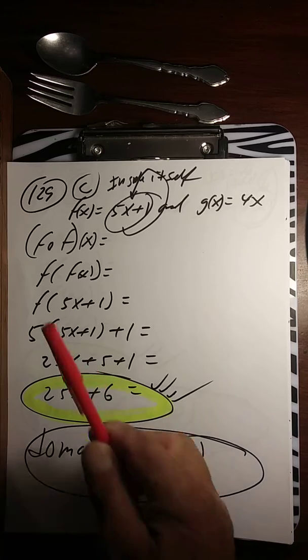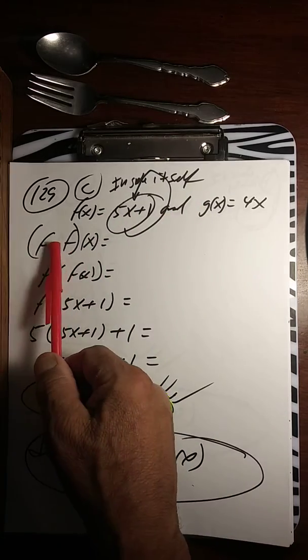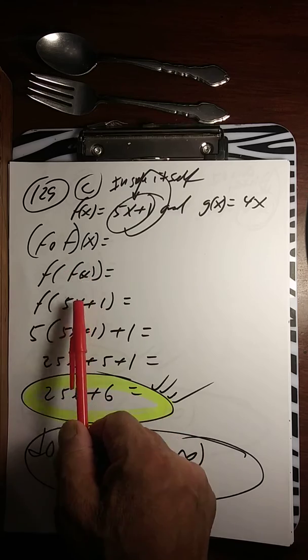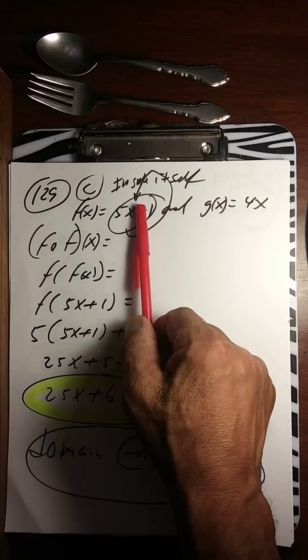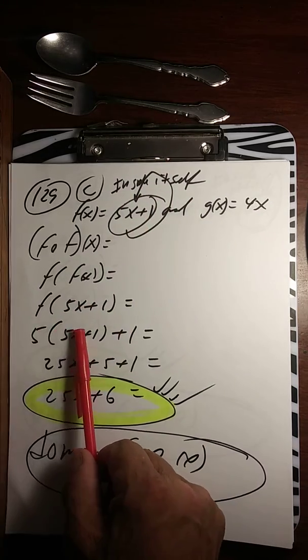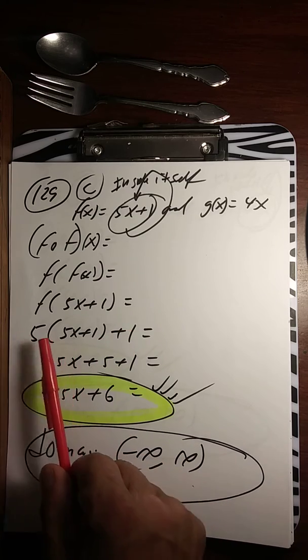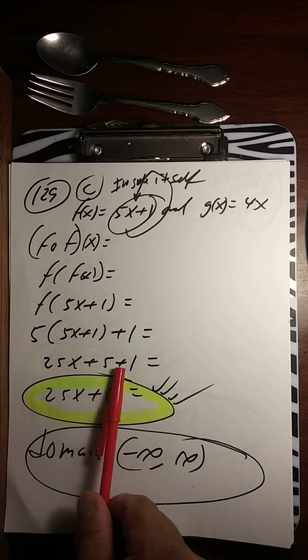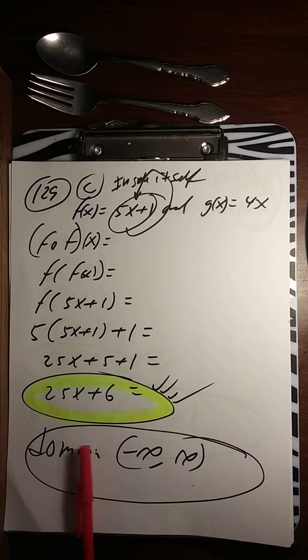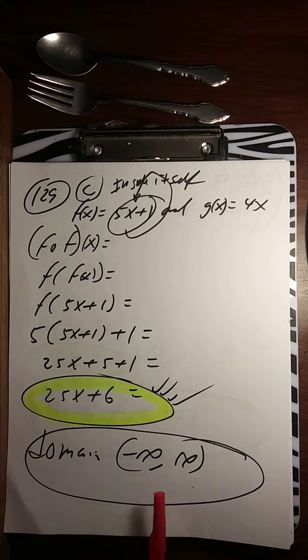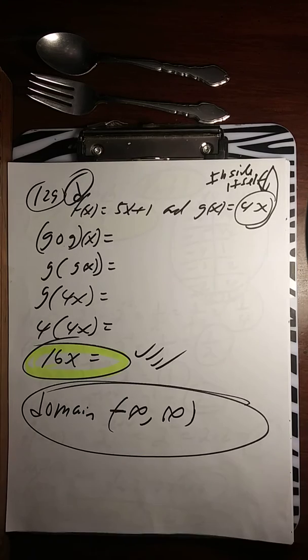Alright, so now we have f of x, g of x again, f circle f. So f of x means 5x plus 1, inside of itself 5x plus 1. So 5 times 5x plus 1 plus 1. So that turns that, add the numbers together, 25x plus 6. And the domain is what? Negative infinity to infinity.